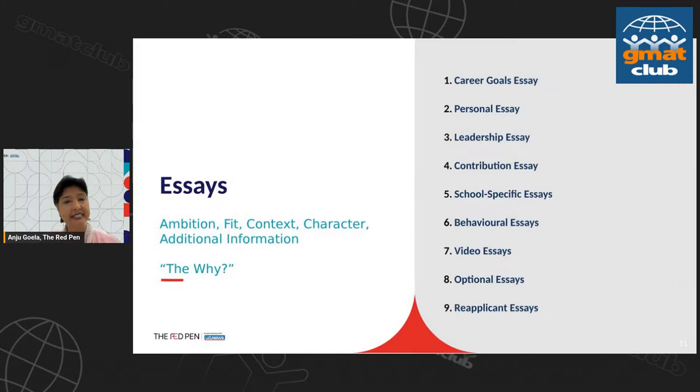The reapplicant essays are essentially for candidates who are reapplying to schools, and it's an opportunity for them to demonstrate how they have grown and evolved since their last application, and to highlight any new experiences or accomplishments that they might have had during that period.